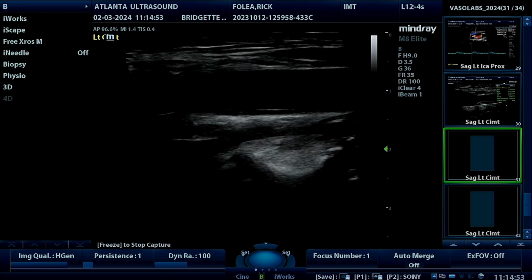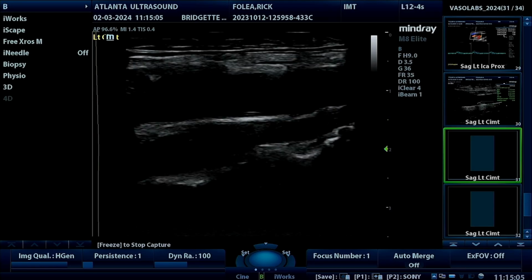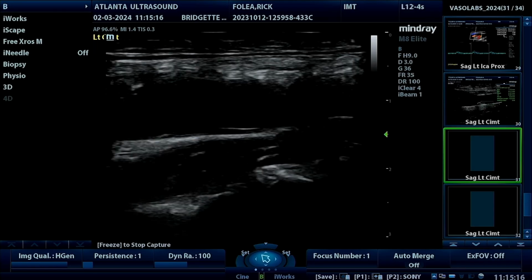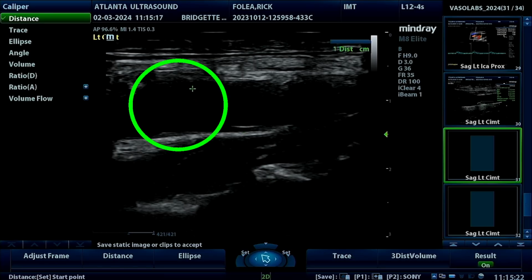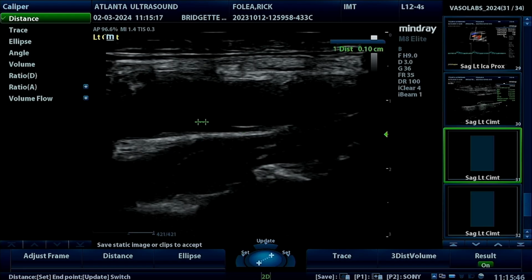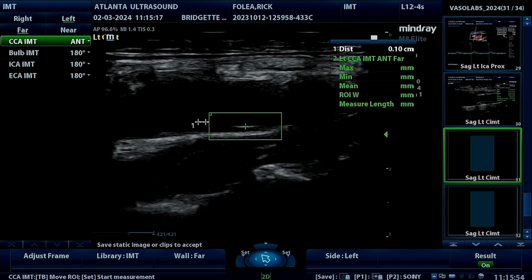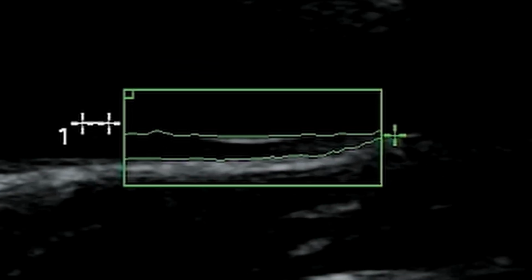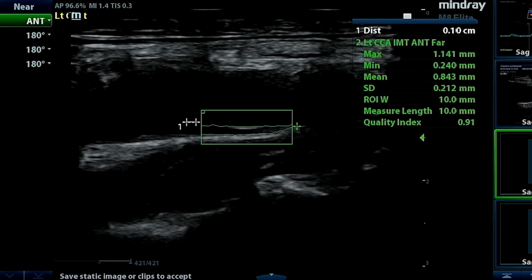We're now looking at the artery from the anterior angle. The sensor is now closer to the front of the neck. There we go. The bulb is up here. Let's grab a CIMT from this anterior angle. Drop the markers. Select the anterior IMT, drop the box, and there's our intima and media walls of the artery.